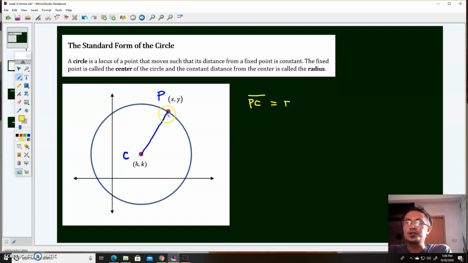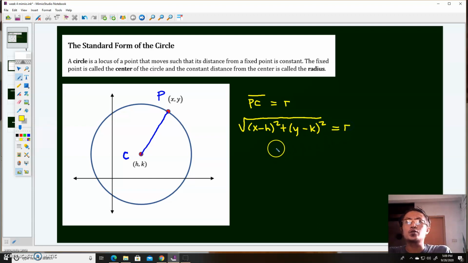Now, we can quantify segment PC because we have the coordinates. So that's what we do in analytic geometry, using the coordinates. So we can use the distance formula. So you have the square root of x minus h squared plus y minus k squared. The distance formula is equal to r.